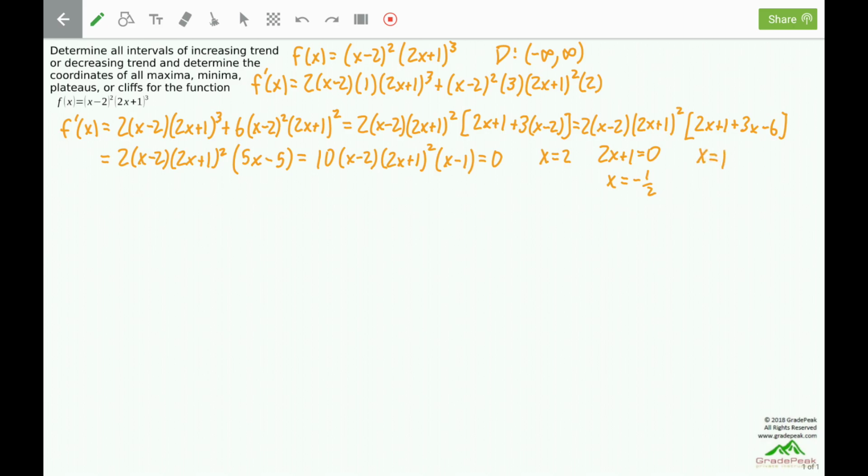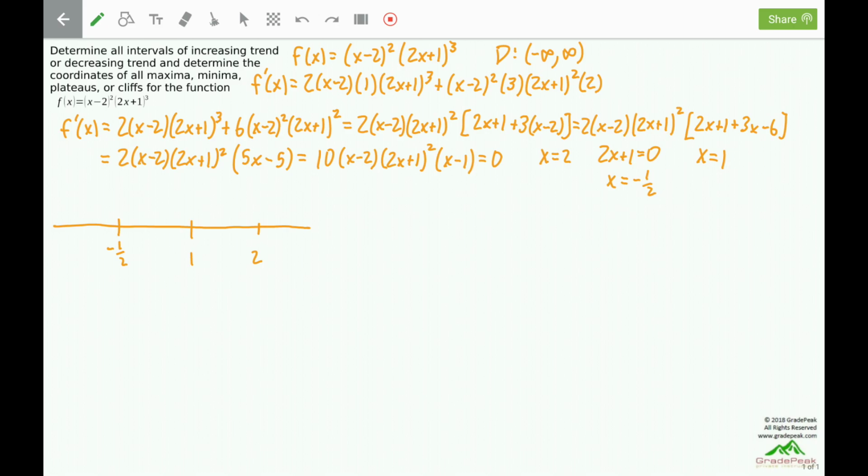Now we check to see which of these are in the domain. The domain is all real numbers. These are each real numbers. They're all critical numbers, therefore, and we keep them all. We will now draw a domain line, a line representing the domain. It has no left end because of the negative infinity, no right end because of the positive infinity. But we can break this up with these critical numbers in order. The lowest one is -1/2, and then 1, and then 2.